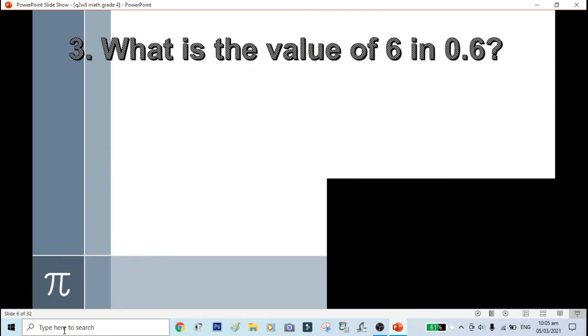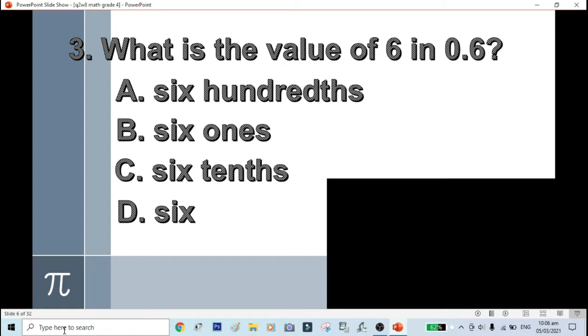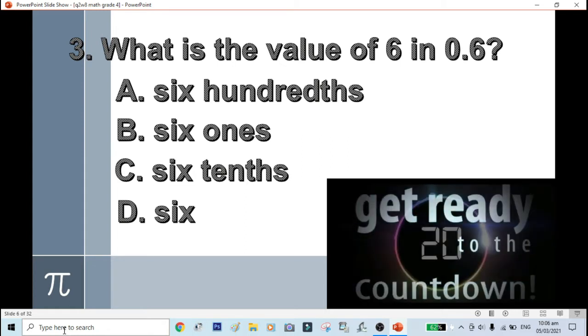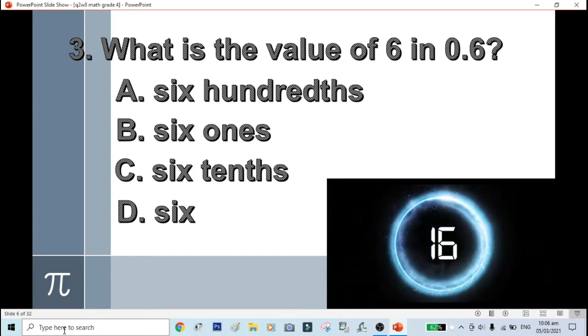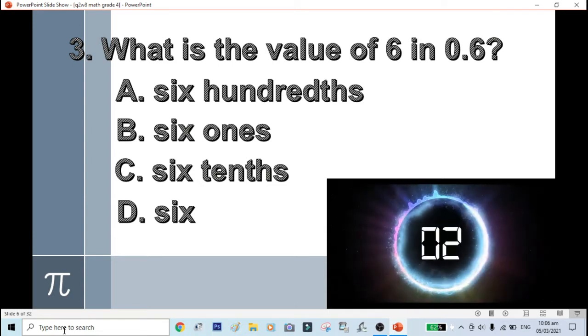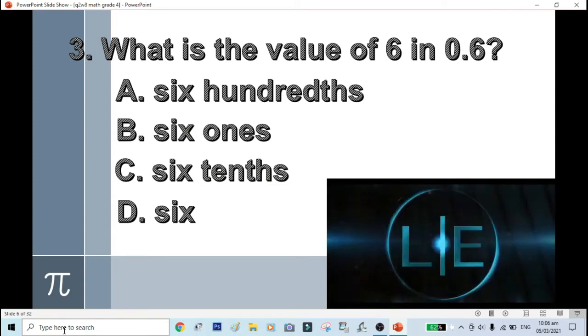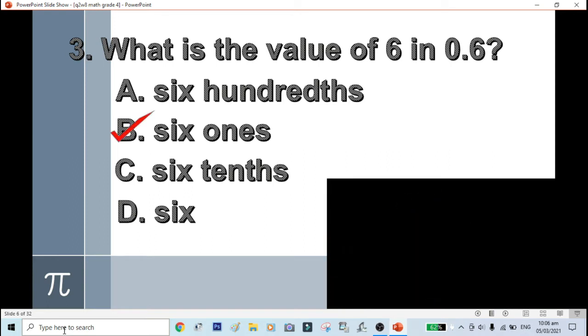Number 3, what is the value of 6 in 6 tenths? Go. The correct answer is B.